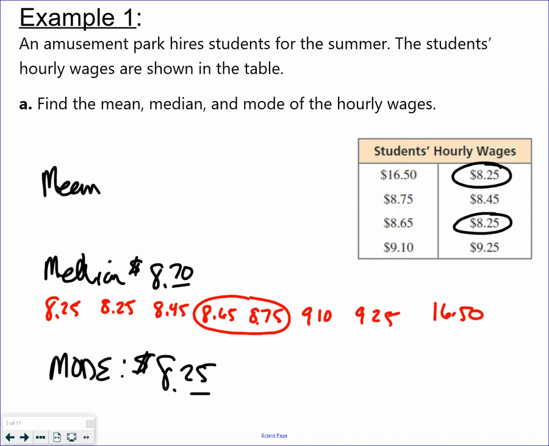Now for mean. For mean, we're going to add up all these numbers. We're going to take 1650 plus 875 plus 865 plus 910 plus 825 plus 845 plus 825 again plus 925. So we're going to add them all up, and that's 7720. And then we're going to divide that by 8. That's how many numbers there are. And I'm going to get 965. So again, adding them all up and dividing by how many numbers there are. So there's the mean, the median, and the mode.